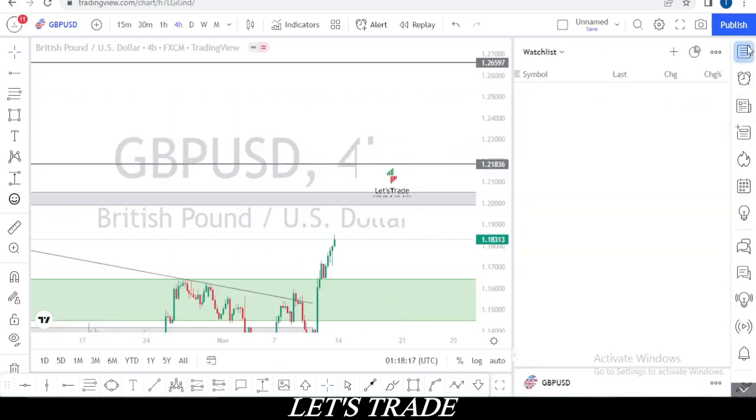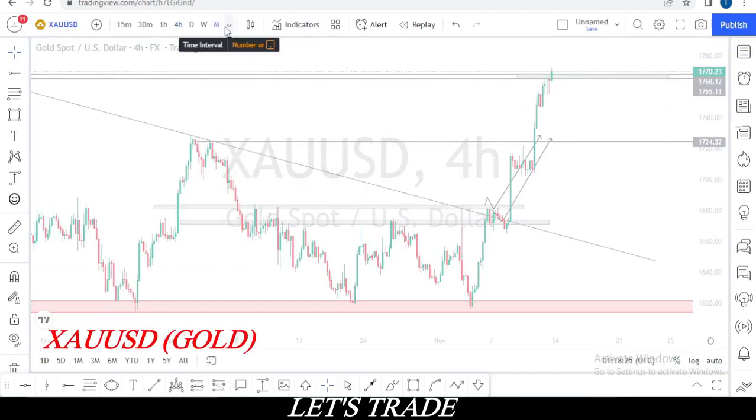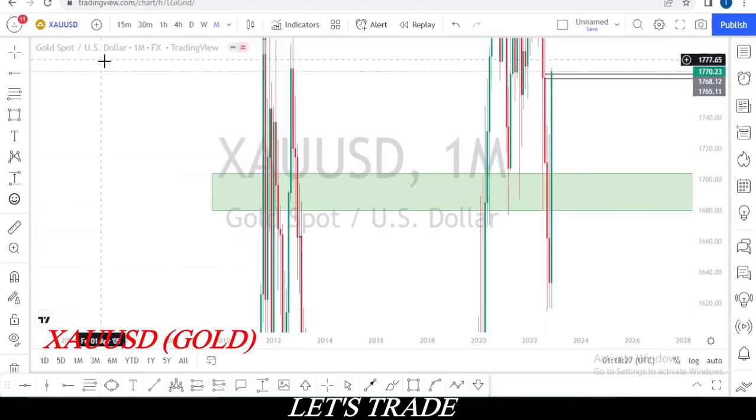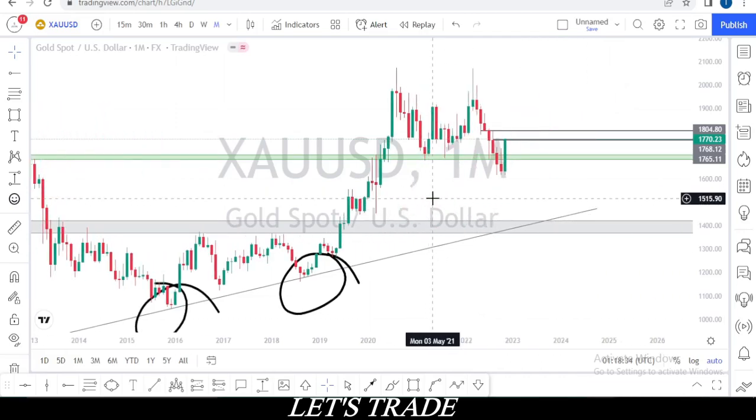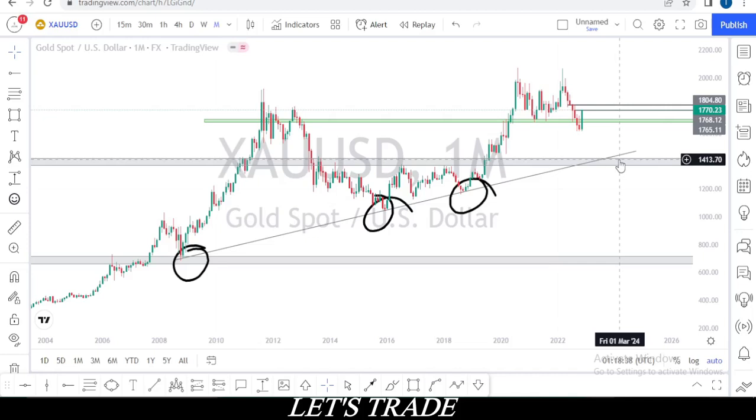All right, so let's go to gold. Yes, on this precious metal, let's start from the monthly time frame. Wow, wow, wow. Actually, I was expecting price to keep pushing into this trend line.